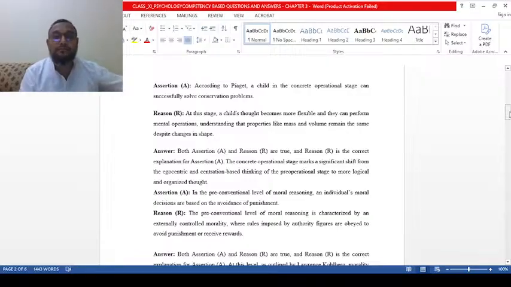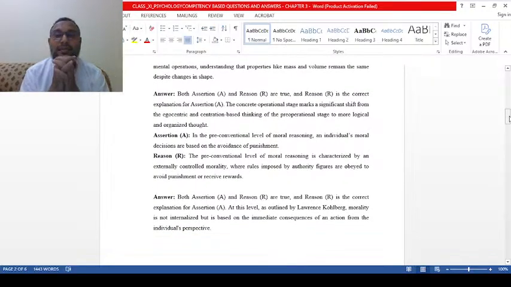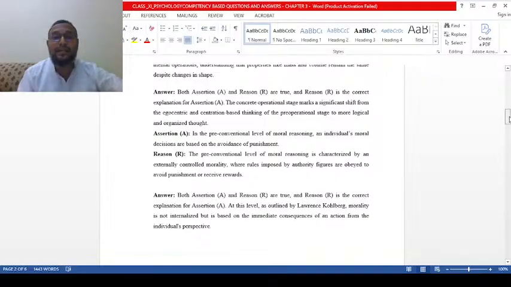Now the next one is related to moral development. In the pre-conventional level of moral reasoning, an individual's moral decisions are based on the avoidance of punishment, as you learn already in your textbook. Due to avoidance of punishment, the children follow the morality. The pre-conventional level of moral reasoning is characterized by an externally controlled morality. Externally controlled means the parents and teachers may punish us if we do something wrong. So they are accepting external authority. So both are true and it is the correct explanation.